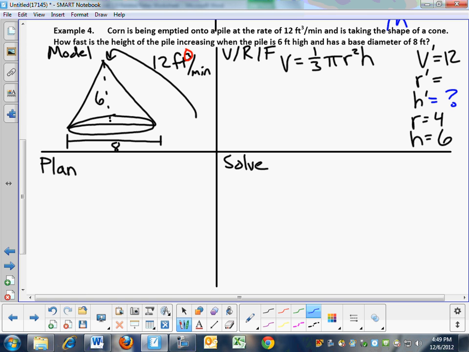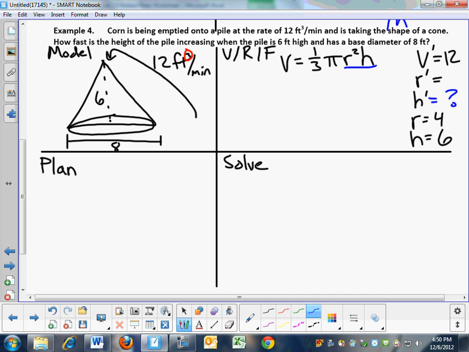What do we have to find in r prime? Well, that's a good question. As you look at this problem, you have r squared times h. That would require the product rule. The derivative of r squared would be 2r prime times h plus r squared times h prime. Well, look at that. If we were to do the product rule, we would have an r prime and an h prime. We don't know what r prime is, and we can't solve for those two unknowns.